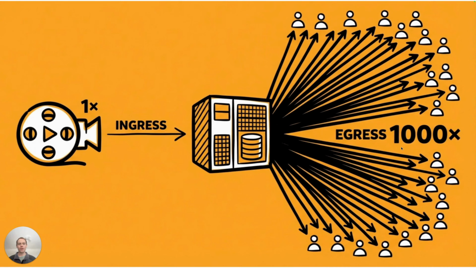Now think about this. You store a video file and 1,000 people watch it. The file got stored once, but it left 1,000 times. Those 1,000 departures, that's your egress. And that's exactly where costs start stacking up for high traffic applications.